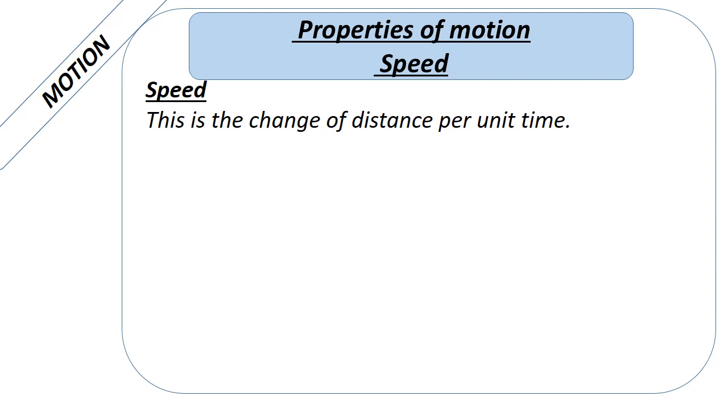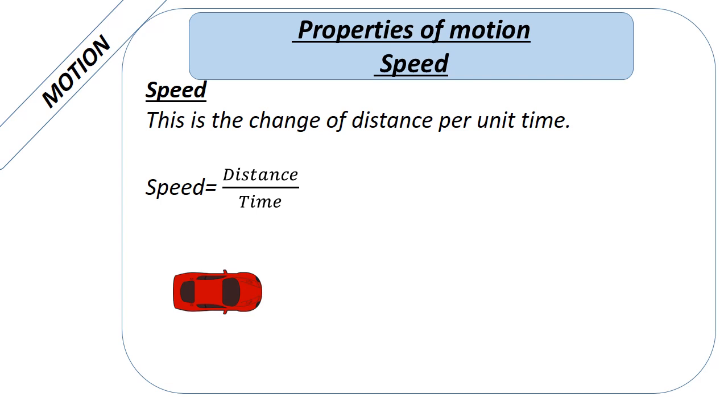The formula for speed is distance over time. In case you forget the definition of speed, you can just recall the formula. The over is also read as per. So you can say speed is equal to distance per time. And if you want to define it, you can define it as speed is the change of distance per unit time.